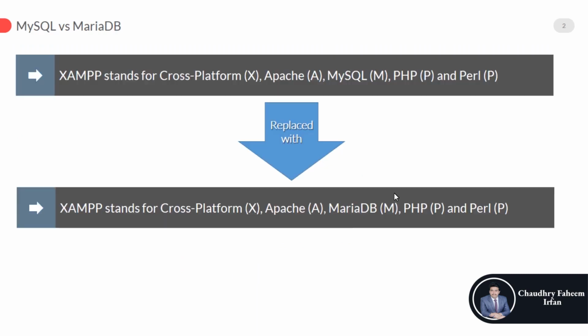What is the difference between MySQL and MariaDB? Older versions of Xampp contain MySQL, which was replaced by MariaDB, which is almost the same as MySQL. In older versions, Xampp stood for cross-platform, Apache, MySQL, PHP and Perl. Now it has been replaced, and Xampp stands for cross-platform, Apache, MariaDB, PHP and Perl.